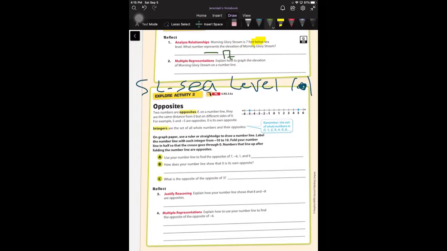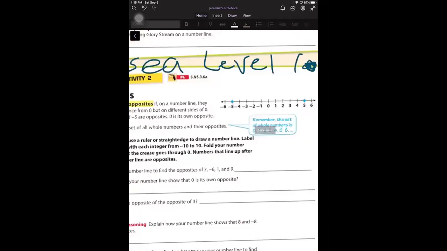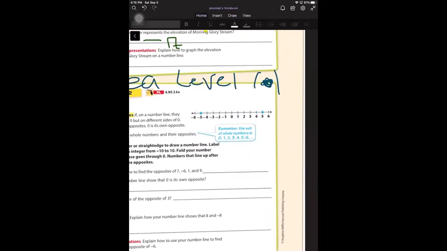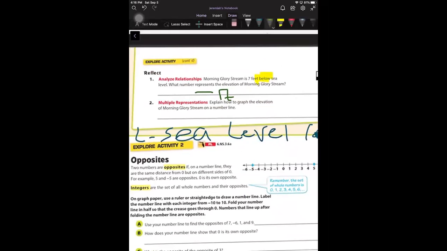All right, next. Explain how to graph the elevation of morning glory stream on a number line. We've been discussing this the entire time. So how would you graph the elevation of morning glory stream? We have a number line right there. We know that all the negatives are to the left of the 0. All the positives are to the right of the 0. So where would you mark morning glory stream if it is negative 7? Figure that out.